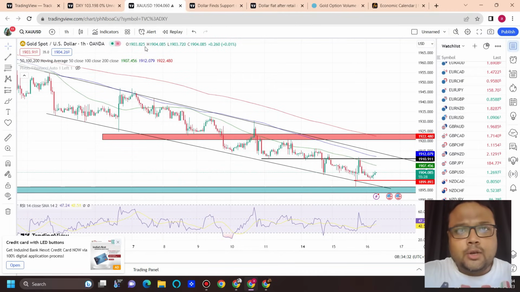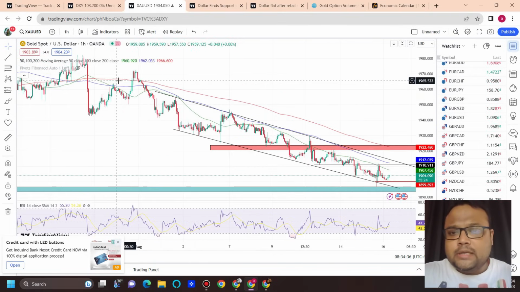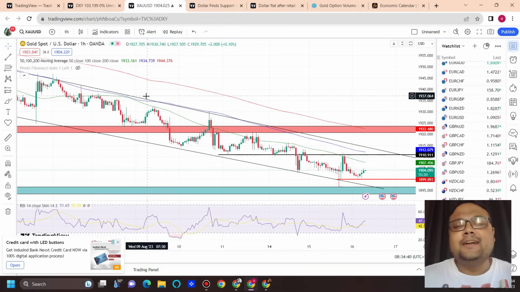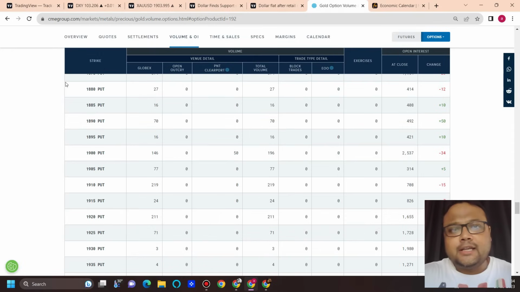Now let's look at the chart of gold here. As we all know, gold has been in a downtrend for quite some time, and as expected the 1900 level did a fine job, a perfect job, because of the contracts data. If you look at the contracts data, we can see that there has been some reduction, but still a significant number of contracts are present around the 1900 level.